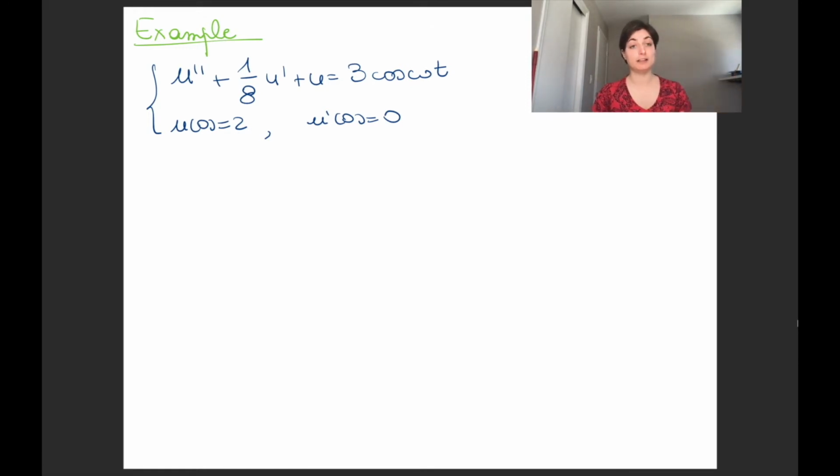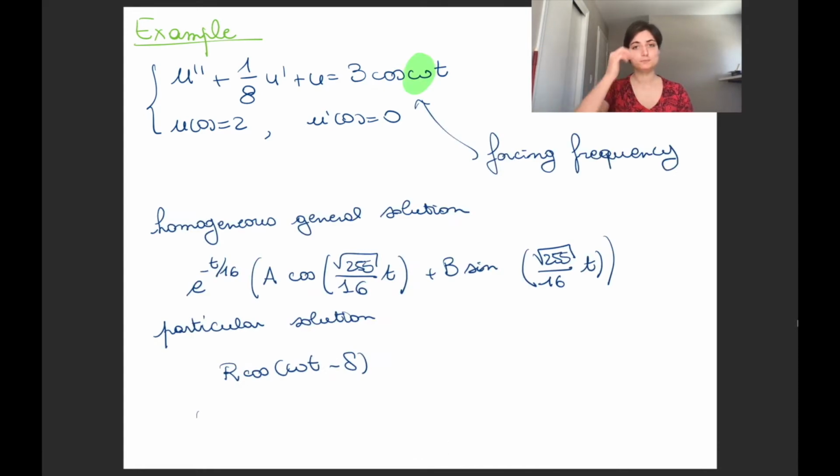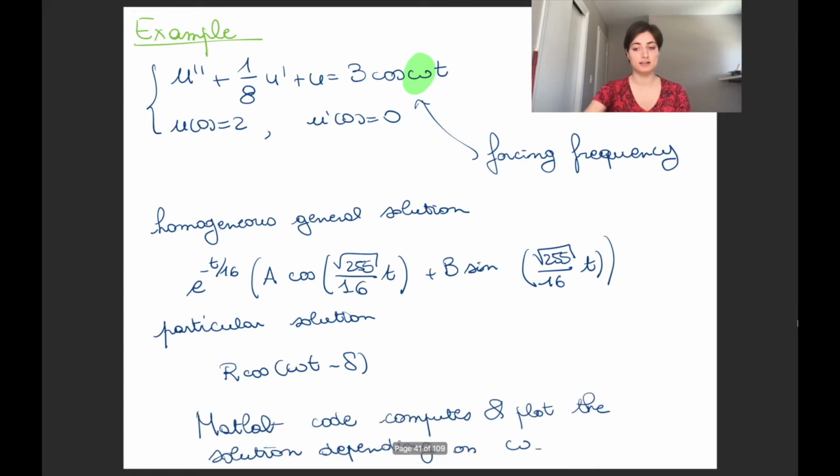And we assign boundary conditions: u at 0 is equal to 2 and u' at 0 is equal to 0. So the forcing frequency omega will stay as an omega all the time. We have the general solution of the homogeneous equation that I'll just give to you, you can compute it, is exponential of minus t divided by 16 times the linear combination of cosine and sine of square root of 255 divided by 16 times t. And the particular solution is of the form we expect, r cos of omega t minus delta.